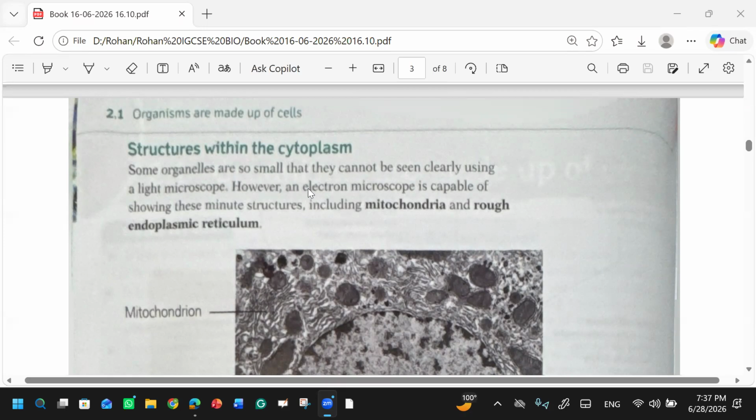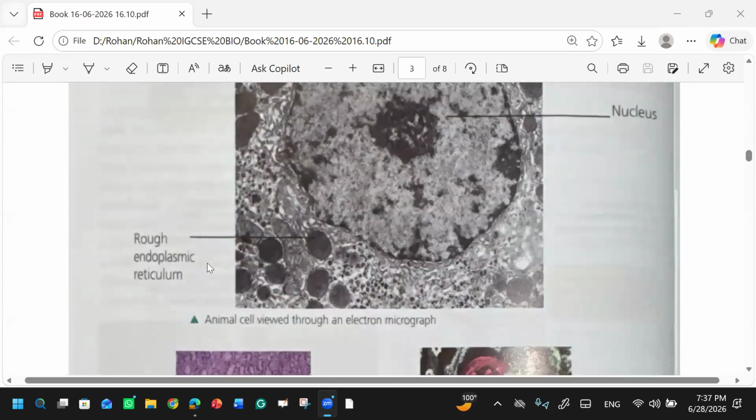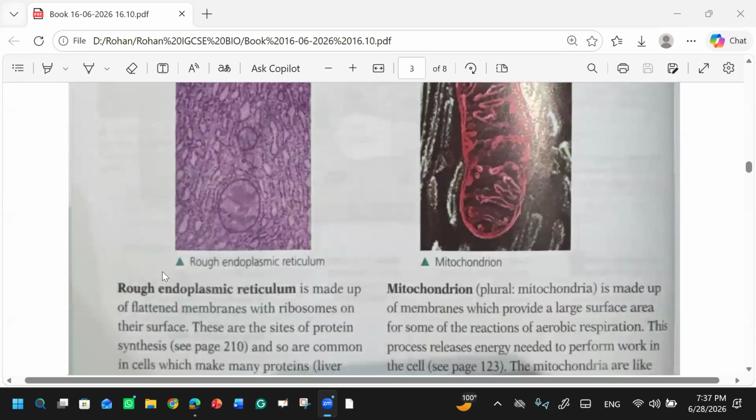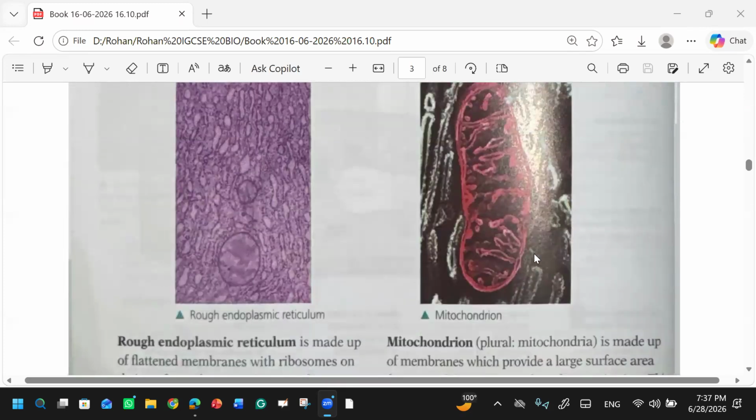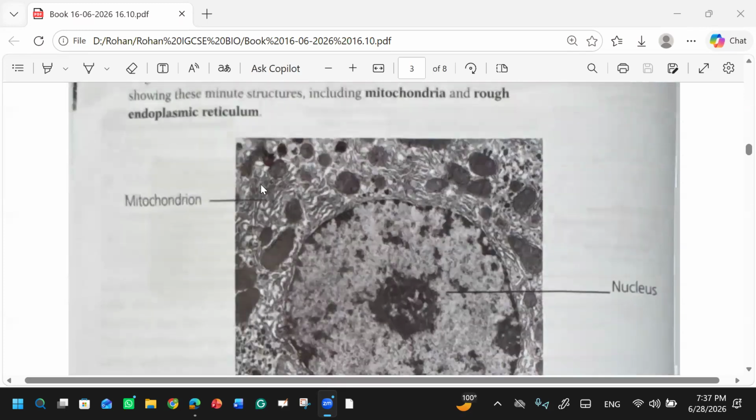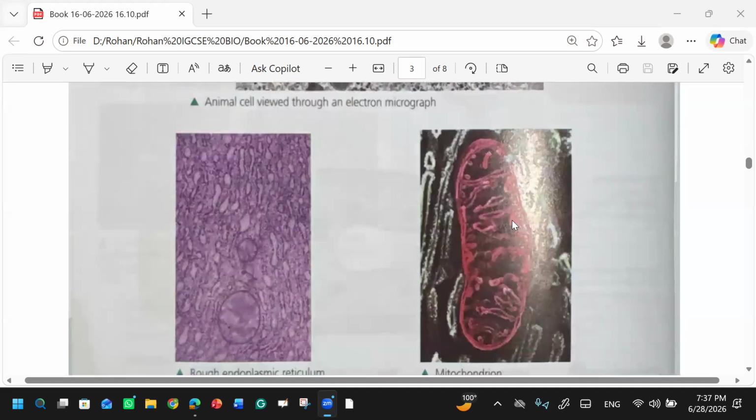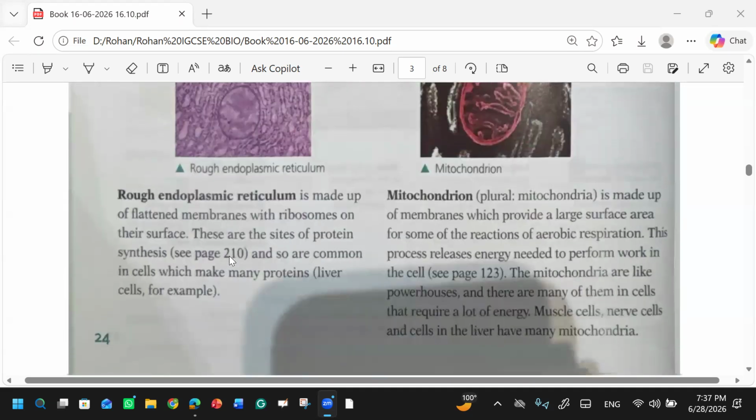So they have mentioned that an electron microscope is capable of showing these minute structures like mitochondria and rough endoplasmic reticulum. This is rough endoplasmic reticulum, this is mitochondria. Basically, you zoom in to this, there will be this structure of the mitochondria. Do you know the function of rough endoplasmic reticulum or mitochondria? No. Okay. Rough endoplasmic reticulum is the site of protein synthesis.